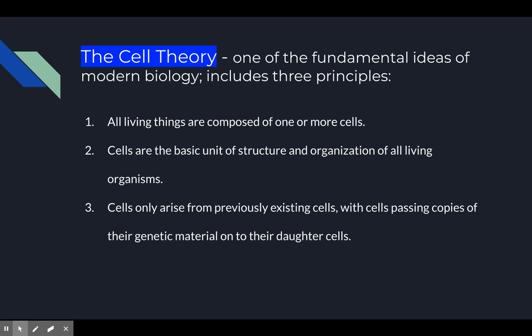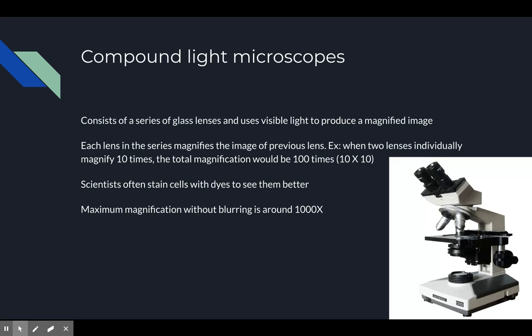cells. So basically, in a nutshell, right, all living things are composed of one or more cells. Cells are those basic structures for living organisms, and then a cell comes from a pre-existing cell. We don't just have a cell out of thin air. The genetic information found in that cell has been passed on from cell to cell.